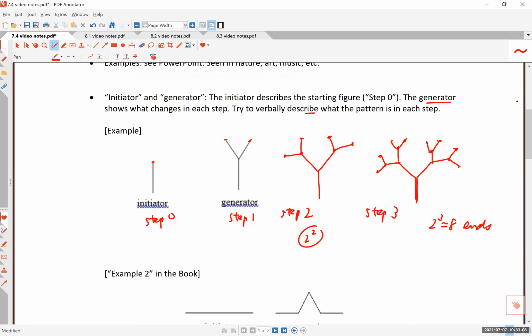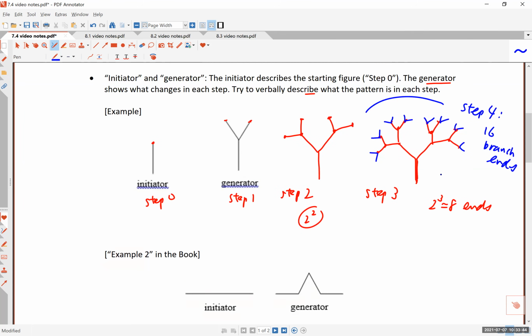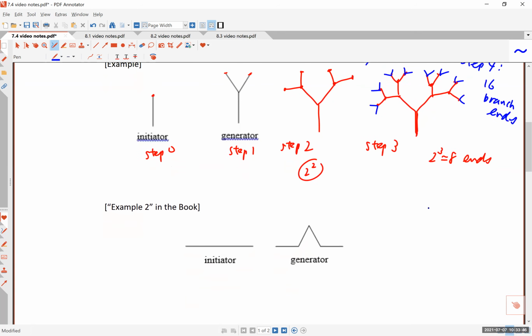And then in the next step, maybe I use a different color here, you would be adding 2 branches from each of these ends. You'll end up with 16 ends in here. Okay, so this is step 4. At the end of step 4, you'll have 16 branch ends. And that's going to look like this picture here, right? All right, and you can continue to do this. If you try to do this with computer generation, you will have to write a special program, and that's what you're seeing in the book.